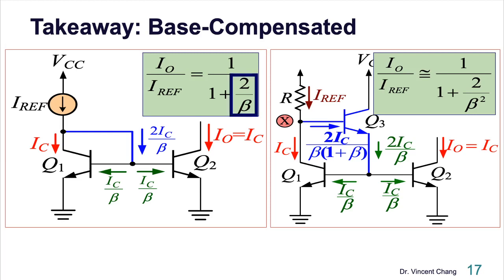Again, 2% on the left-hand side. Now, the error is 0.02%. This is the technique called the base-compensated current mirror. I hope you got the key concept of this lecture video.